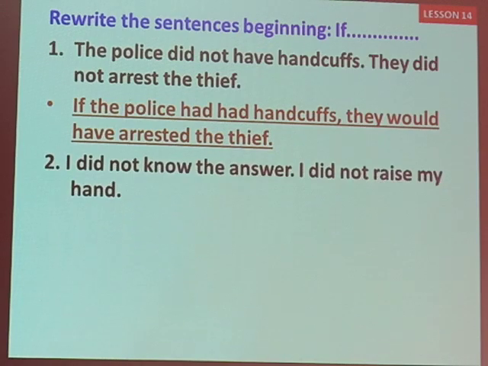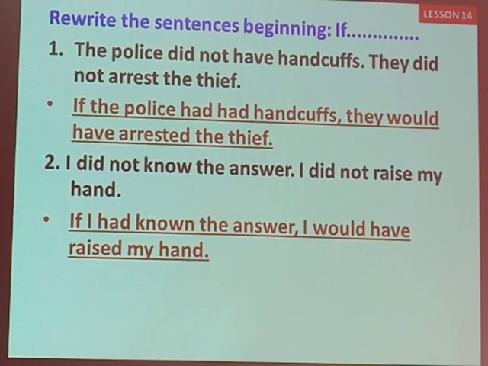We had another question in this form, and it reads, I did not know the answer. I did not raise my hand. I'm sure one cannot raise one's hand if one does not know the answer. So here, consider the condition and then the result. Not knowing the answer, not raising the hand. I did not know the answer. I did not raise my hand. So what should be the answer? I know you answered it. The answer should be, if I had known the answer, I would have raised my hand.